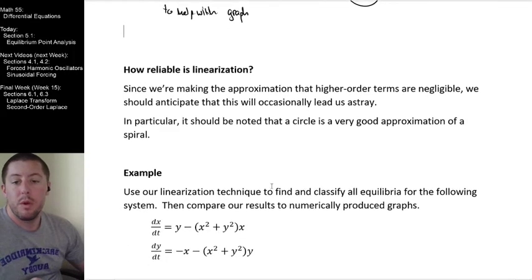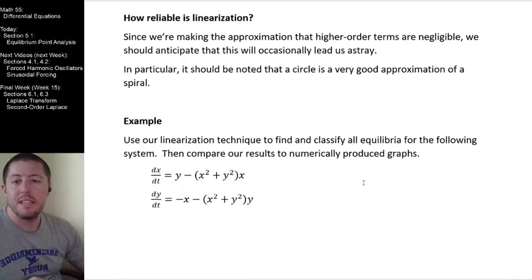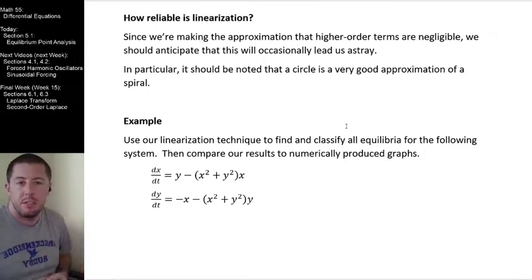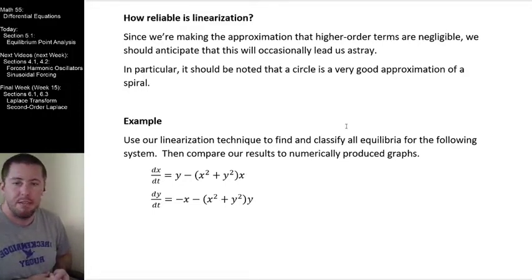Right? So one of the big questions that you should be asking yourself here is, is this reliable? Since we're making the approximation that higher order terms are negligible, we should anticipate that this will occasionally lead us astray. In particular, one of the things that I think is most useful to note is that a circle is a very good approximation of a spiral. And so this is one of the most common places where we do end up getting some misleading information from our Jacobian. So let's use our linearization technique to find and classify all the equilibria for the following system.